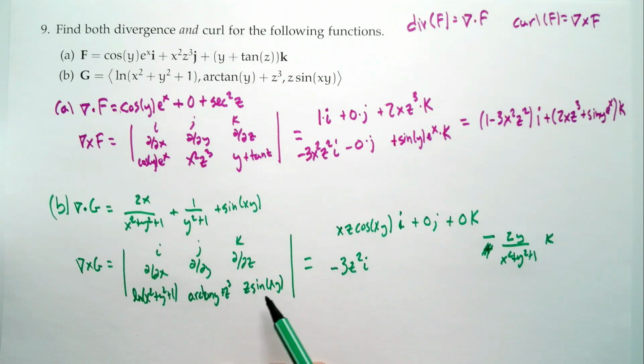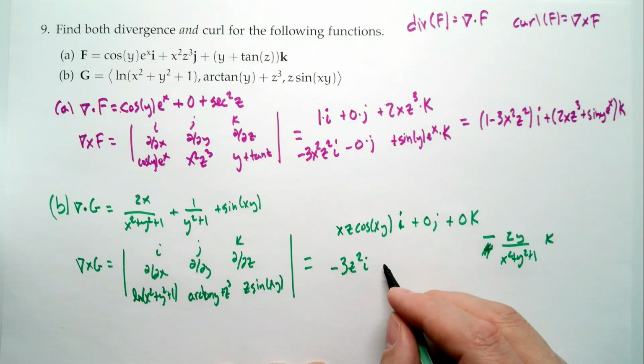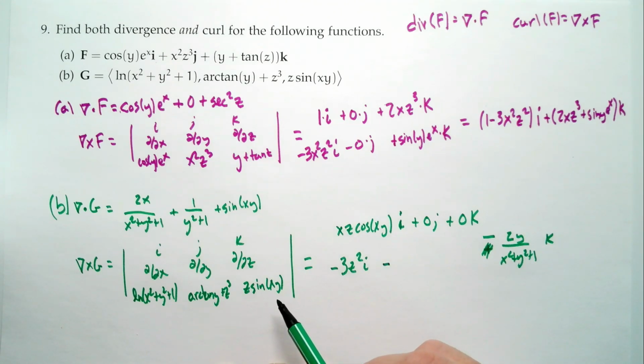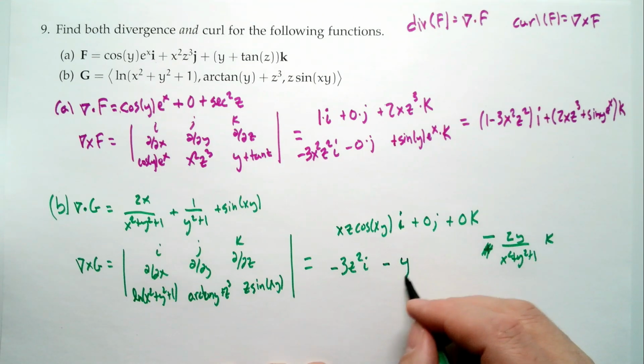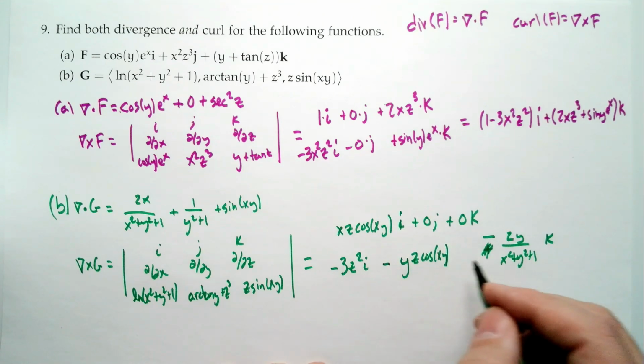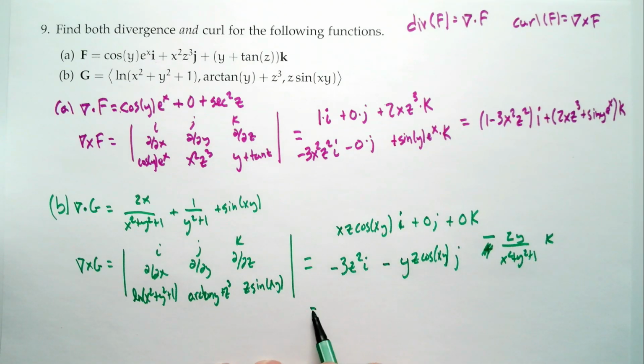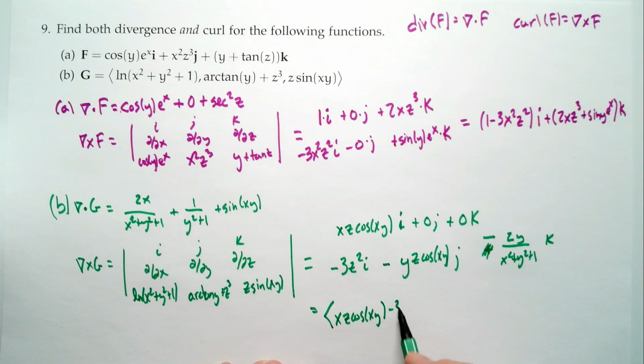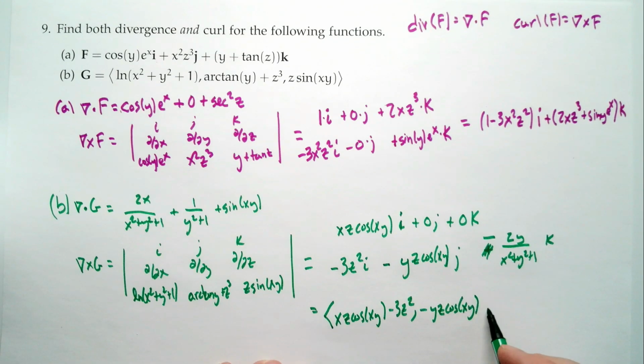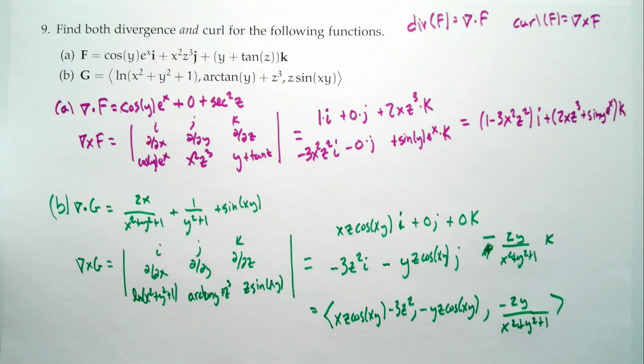And finally, z sine of xy, we're going to take the derivative of that with respect to x in the j direction. So that's going to become a minus. When we take the derivative of that with respect to x, we'll get yz cosine xy in the j direction. So we end up with xz cosine of xy minus 3z squared, comma, minus yz cosine of xy, comma, and then minus 2y over x squared plus y squared plus 1. So these problems, again, it's just do the computations, be careful, and you'll be fine.